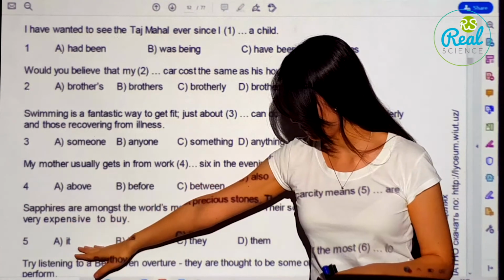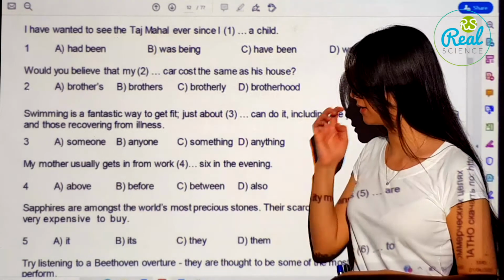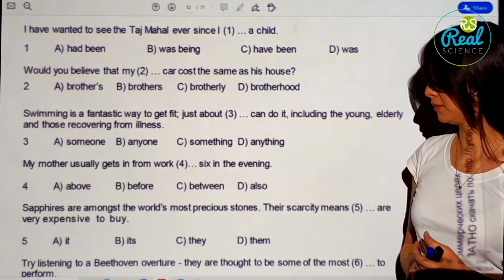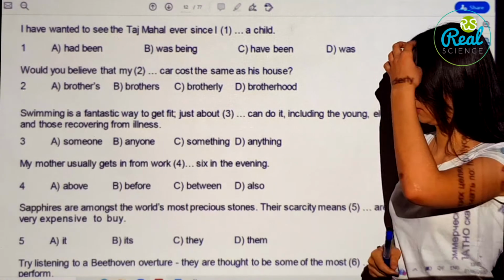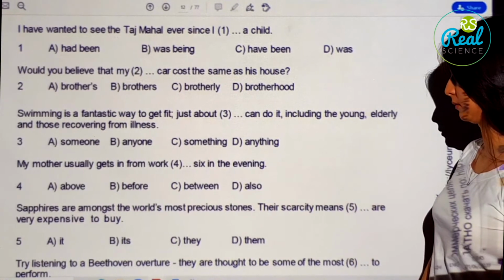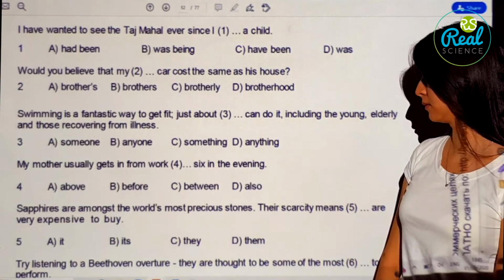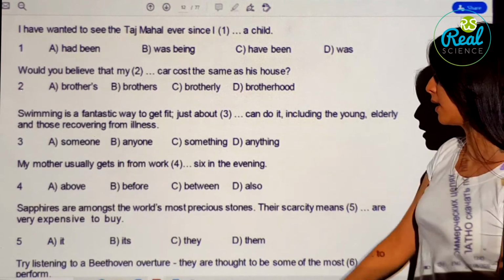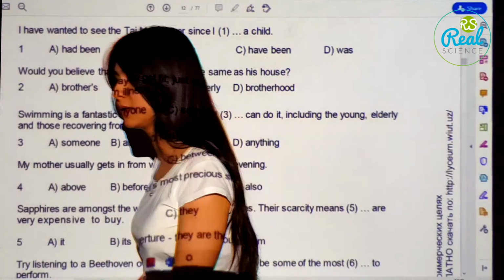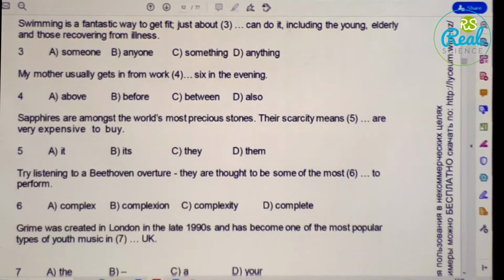So now let's look at the fifth one. Sapphires are among the world's most precious stones. Their scarcity means they are very expensive to buy. Yes, very good. That they are very expensive. C1 is the correct answer.